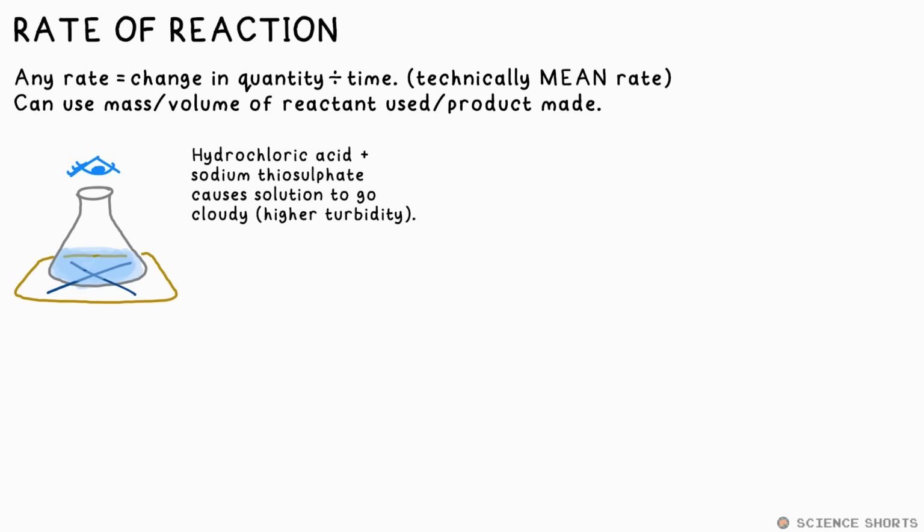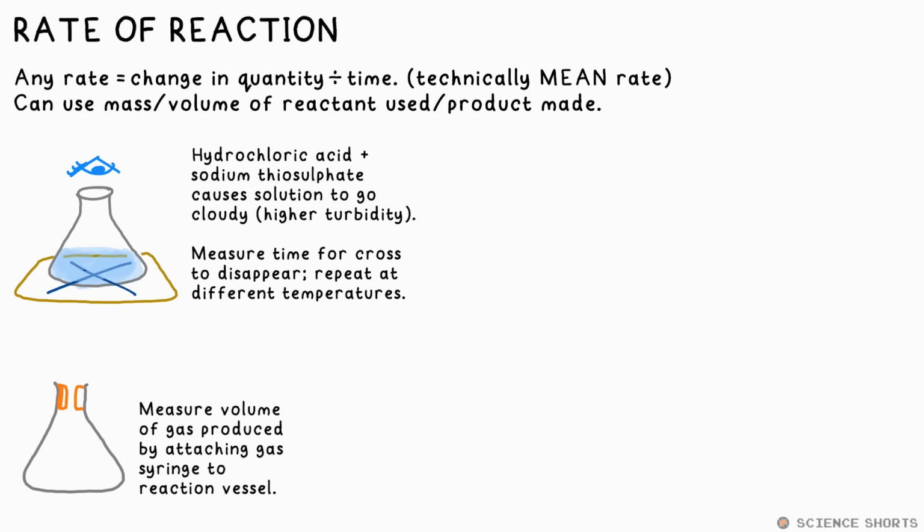As the reaction progresses, the product formed, it's a precipitate, turns the solution cloudy. We say the turbidity has increased. We stop the timer when we can no longer see the cross from above the flask. Repeat this at different temperatures, and you should see that the hotter the temperature, the less time it takes, and therefore the faster the rate.